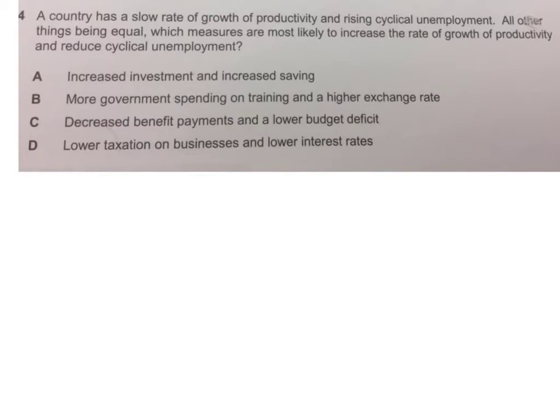Okay, we're on number 24. It's quite a wordy one, so it's asking about two things. First of all, the country's got a slow rate of growth of productivity. So productivity might be growing, but at a slow rate. And secondly, it's got rising cyclical unemployment. We know cyclical unemployment is when AD is low. It says all other things being equal. We're going to cross that out because it's rubbish.